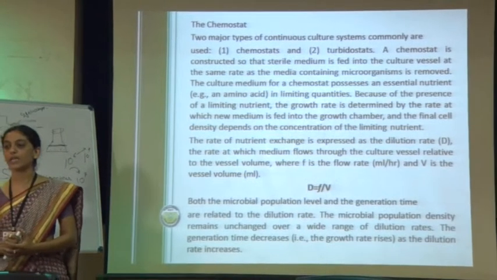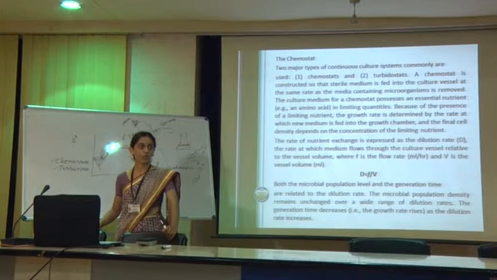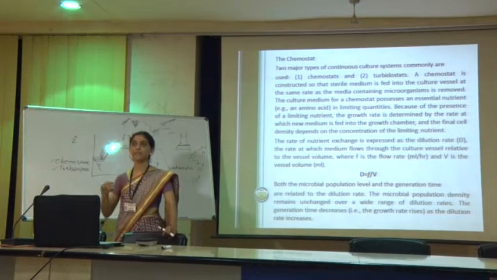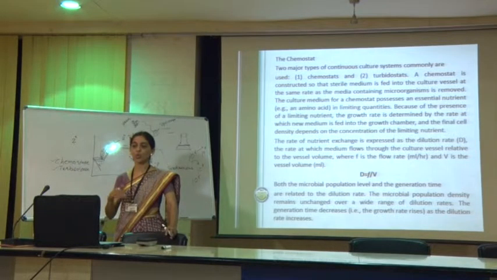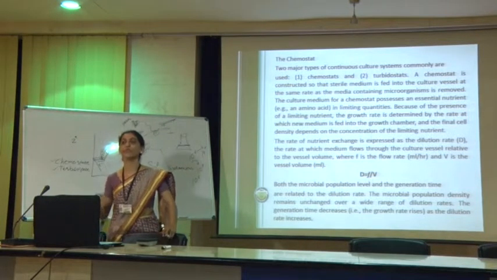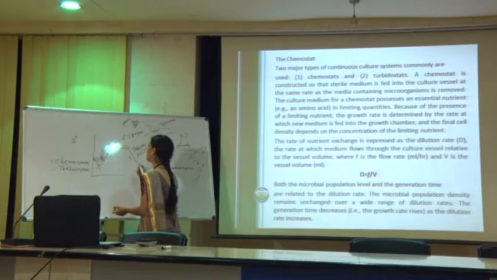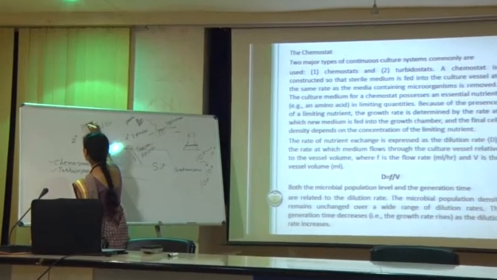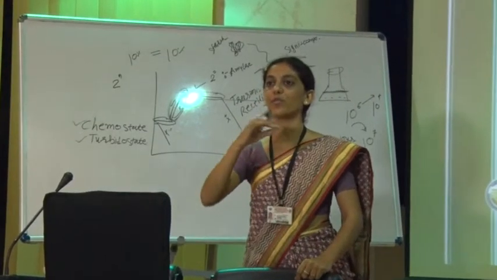The culture medium for the chemostat possesses an essential nutrient. Suppose here we have the example of starch. You have to add the starch into the medium in limited quantities. Because of the presence of a limited nutrient, the growth rate is determined by the rate at which new medium is fed into the growth chamber. What will happen? Suppose initially 10% is required, and if you originally add 10, organisms adapt themselves to the 10.